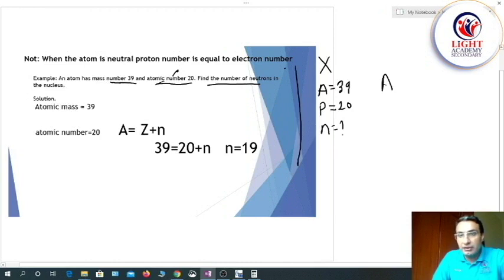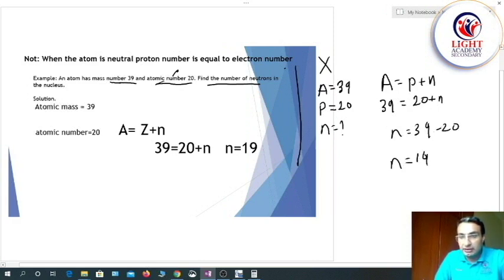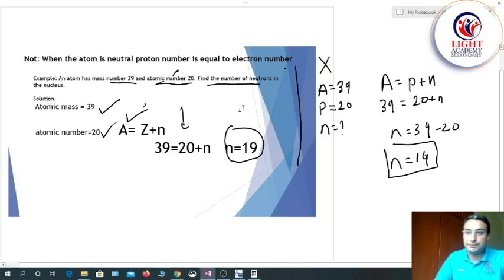As we know, atomic mass is equal to P plus N. So 20 is the atomic number, 39 is the atomic mass, so 39 equals 20 plus N. N is equal to 39 minus 20, N is 19. So the number of neutrons is 19. As you can see here also, atomic mass is 39 and atomic number is 20. According to the formula, when we put in the values, we get 19.